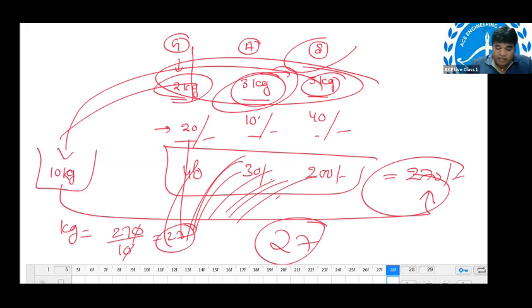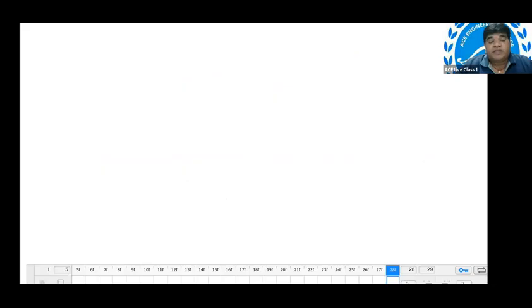Completed, friends. A shopkeeper sold at the mean price. There is no loss, there is no gain as a shopkeeper. Okay, now completed. Wait 1 second.